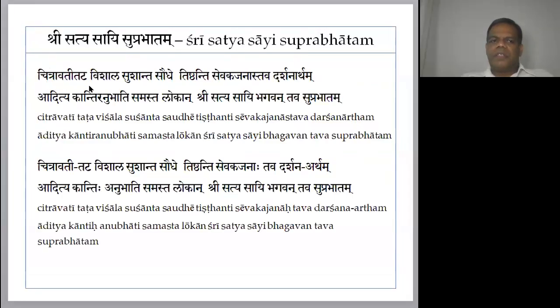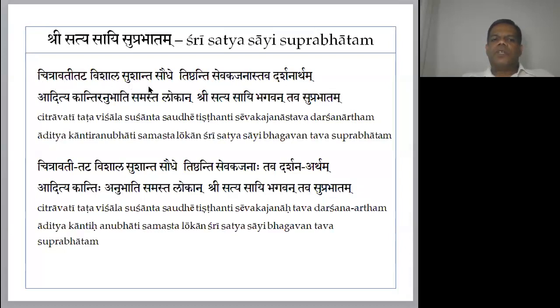Chitravati Tata Vishala Sushanta Saudhe, Tishtanti Sevaka Janas Tava Darshanartham, Aditya Kanti Anubhati Samasta Lokan, Shri Sathya Sai Bhagavan Tava Suprabhatam.